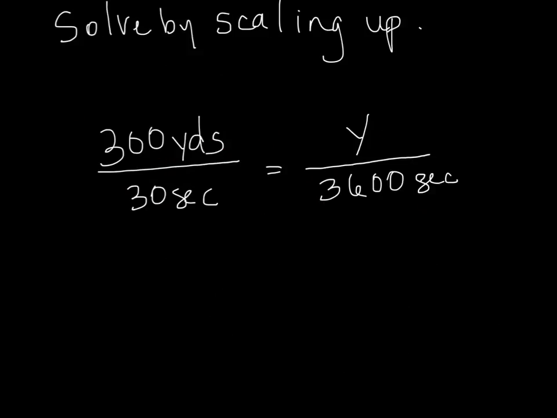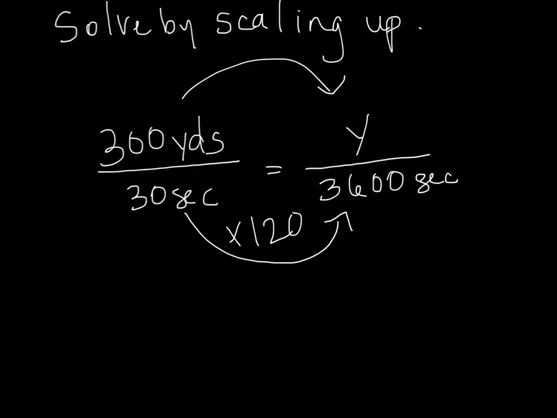Okay, now let's try to solve the same proportion by scaling up. I've already set it up, 300 yards in 30 seconds equals how many yards in 3,600 seconds. So I have to say, okay, what do I need to multiply 30 by to get 3,600? So in your calculators, you're probably going to take 3,600 and divide it by 30, and hopefully you got 120. So what I do to the bottom, I have to do to the top.